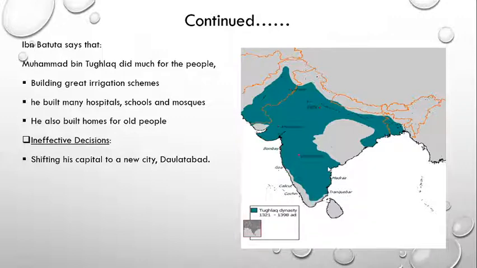The second reason was this region of Daulatabad, it acted like a link between northern India and southern India, as it was present in the center. So he thought that it would be easy to have control and access of both areas of the state. The third most important reason was the Mongols' invasions.